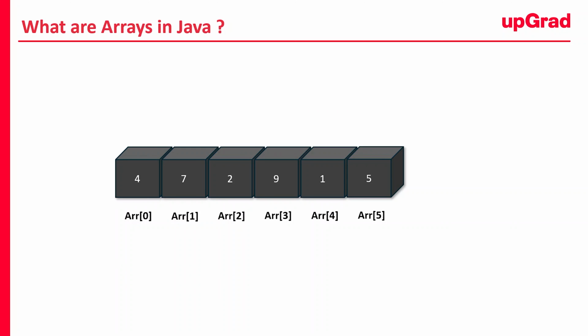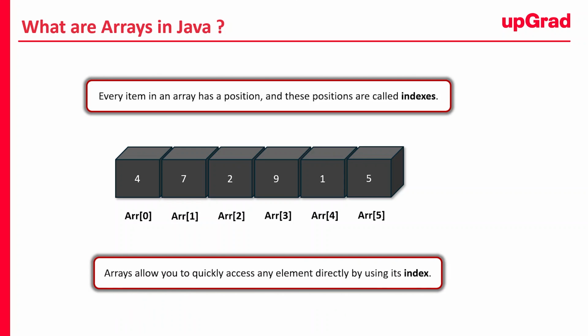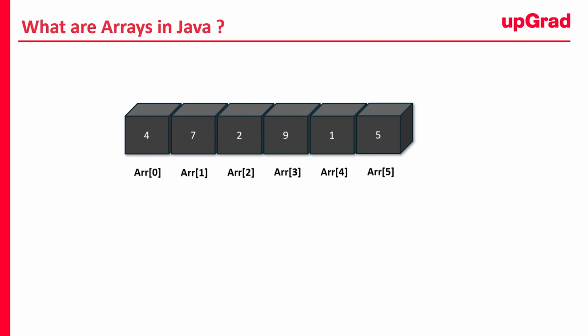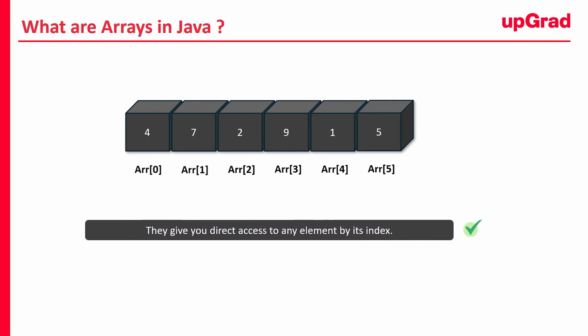Every item in an array has a position, and these positions are called indexes. In Java, array indexes start at 0, meaning the first element is at position 0 and the second is at position 1, and so on. Arrays allow you to quickly access any element directly by using its index. This makes arrays very efficient when you know the position of the data you want to retrieve.